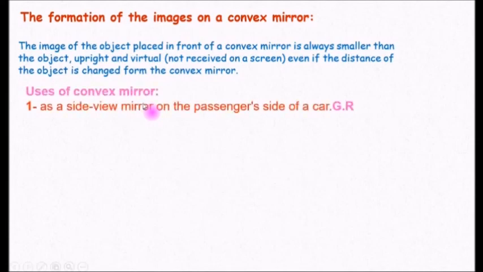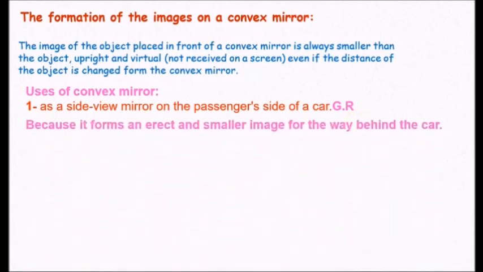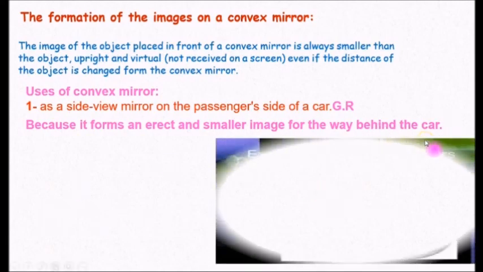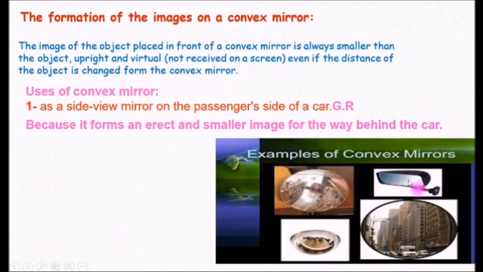Now let's see the uses of convex mirror. We use the convex mirror as a side view mirror on the passenger side of a car. Why do we specially use the convex mirror as a side view mirror? Because it forms an erect or upright and smaller image for the way behind the car, so it allows the passenger to see the way behind him when he drives. This is the side mirror.